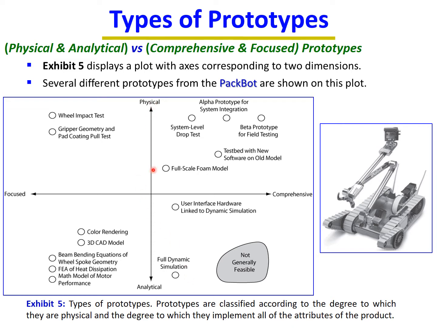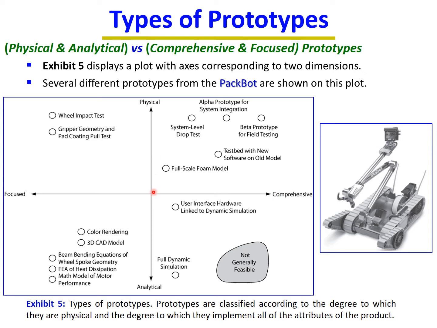So, as we said, on this axis, analytical means it is in the form of an equation or a figure and so on. And physical means it is physically there. If you go towards this side, it is more mathematical or geometrical or drawing only. If you go towards this side, it is more physical, it actually looks like it. So this is this axis. And this axis: focused, only one attribute, only 2 attributes; comprehensive, it covers all the attributes.